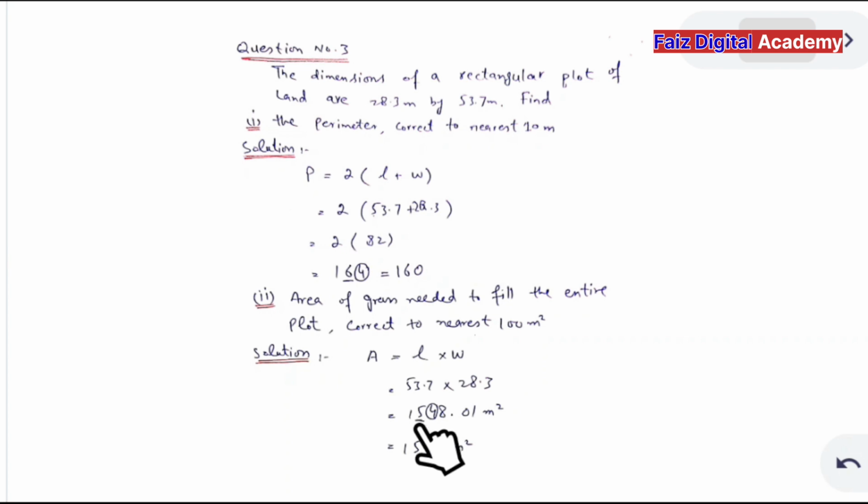As we have to round to the nearest 100 meter square, we look at unit, 10 and 100. This 100th number will be decided on the basis of the next number, that is 4. As 4 is smaller than 5, the next numbers are ignored and 15 remains as such. This is how this number is rounded off to the nearest 100 meter square.